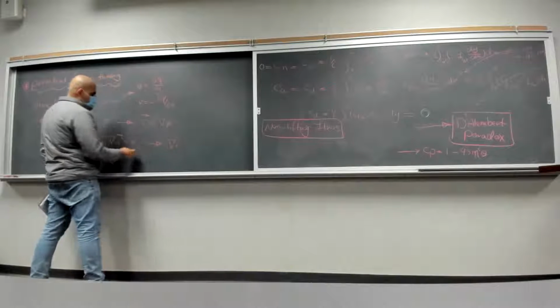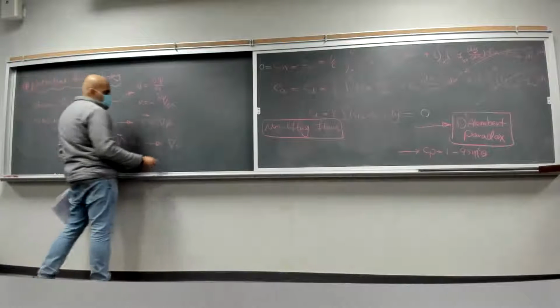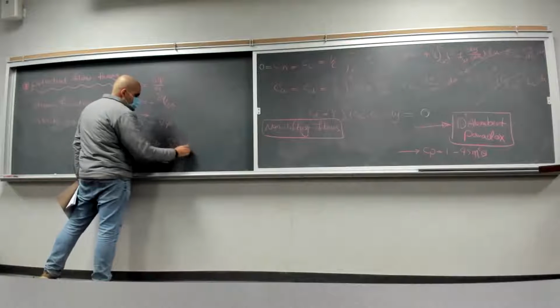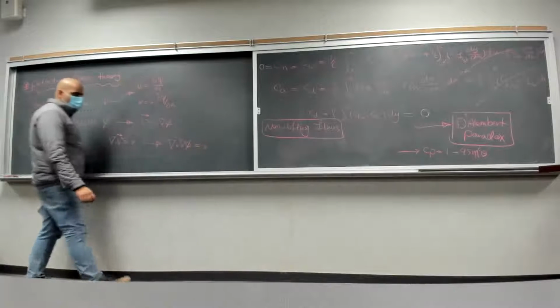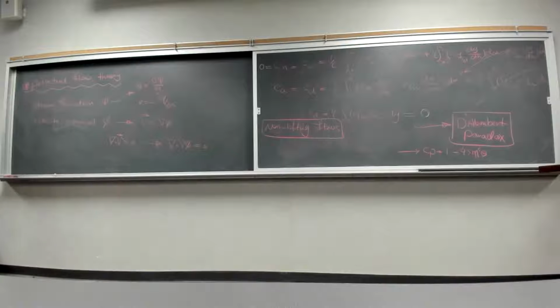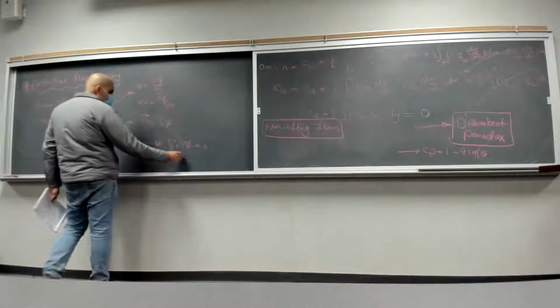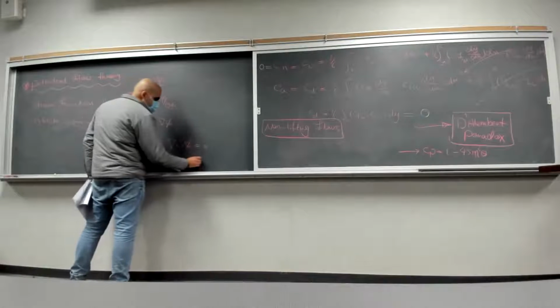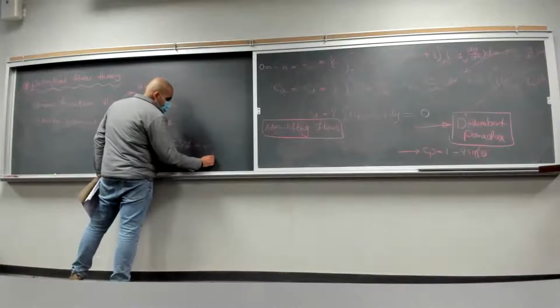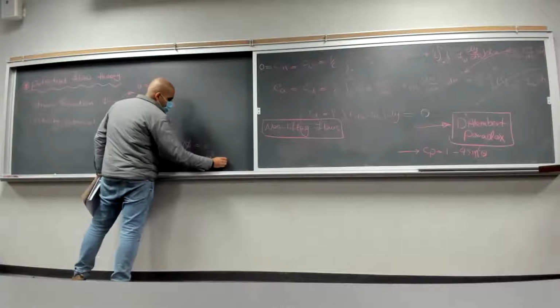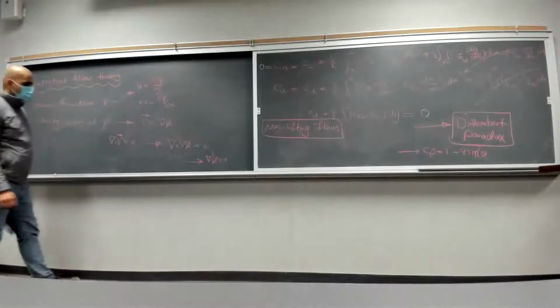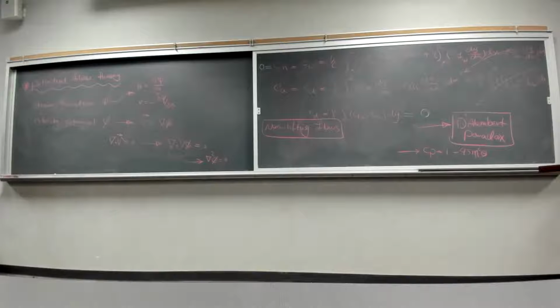If you plug in velocity potential instead of velocity, we are going to get del dot del phi is going to be 0. This del dot del can be replaced with the Laplacian operator, del squared.